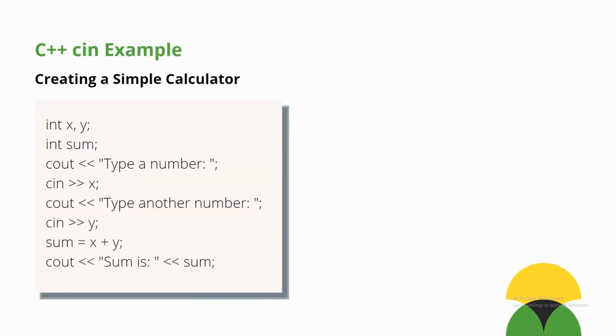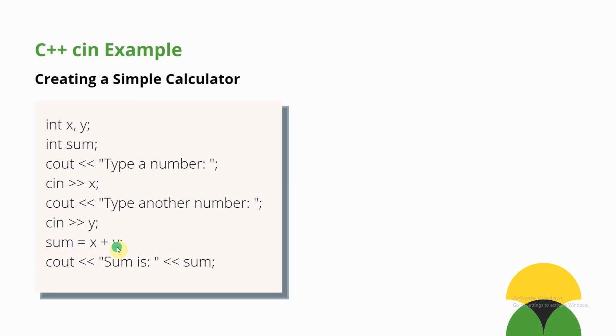So for a simple calculator setup, this is an example code. int x, y are declared variables, and then we'll have the operator sum. We'll have the declaration for sum, and then we'll have cout, "type a number," and then input the number in x, and then cout again for another number.